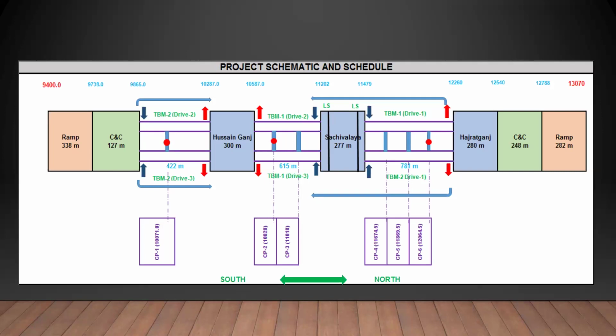Here you can see there are six blue color markings between the tunnels. That is called cross passage. 1, 2, 3, 4, 5, 6. Three cross passages have been constructed in Lucknow Metro project. And this red color circle is indicating the sump. That means a cross passage with sump facilities.